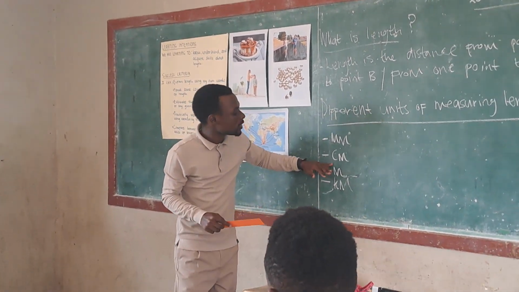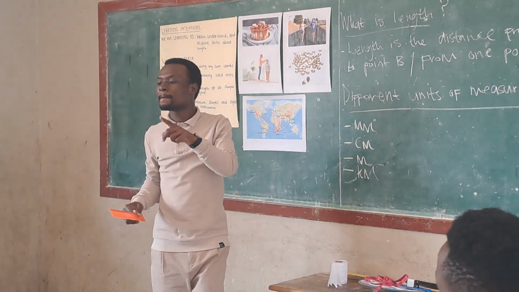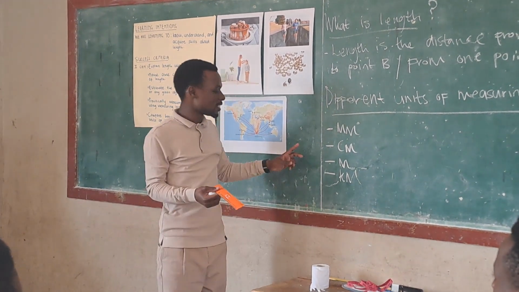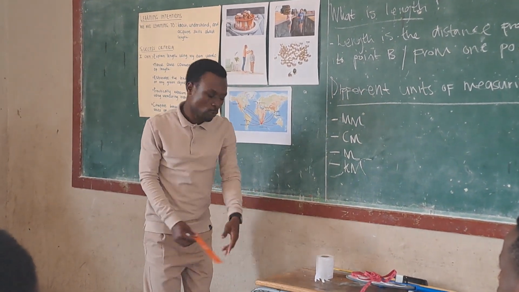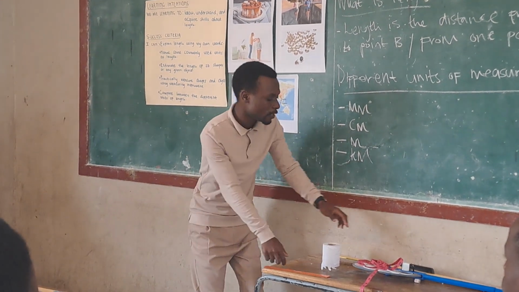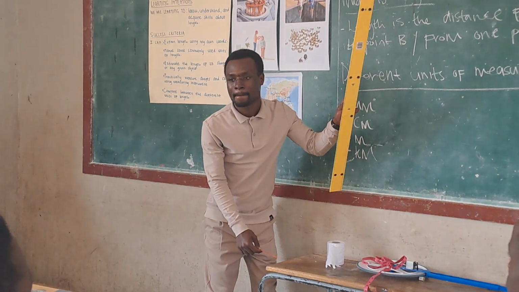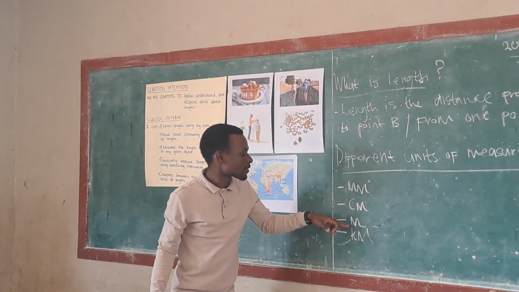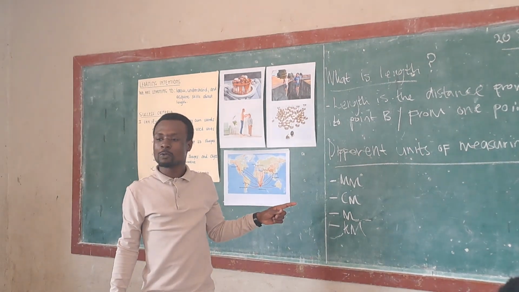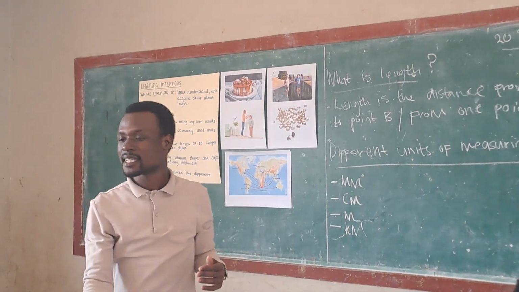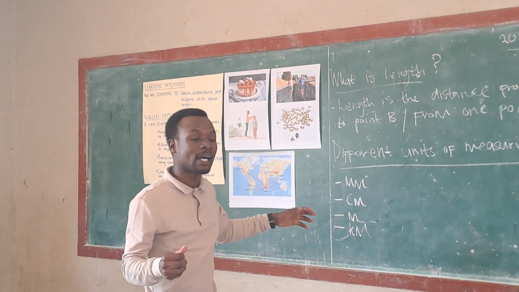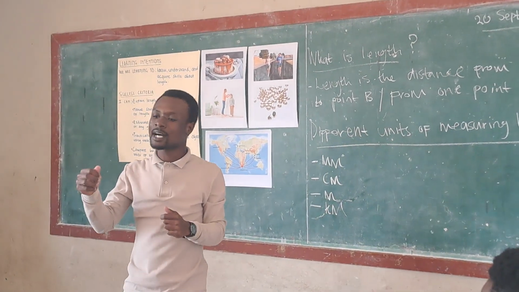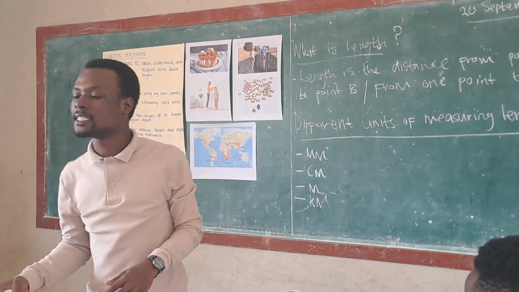It is impossible. And then we use centimeter to measure also small things. I can't measure this table using my ruler. But I can use what instead of a ruler? I can use a meter stick, exactly. I can use a meter stick and meter. We use meter to measure things that are long, but not longer than the distance from here to Cape Town.